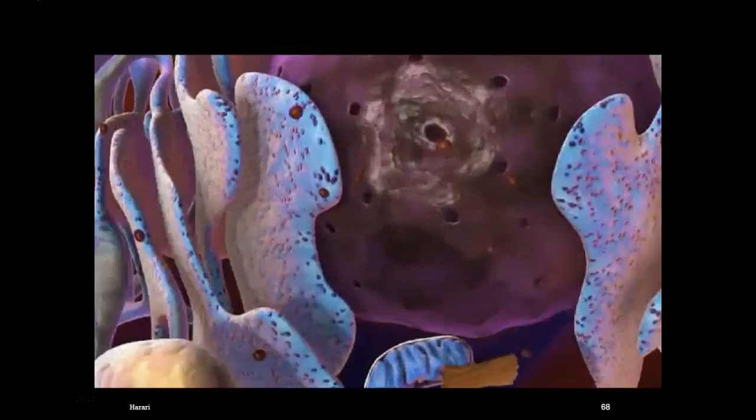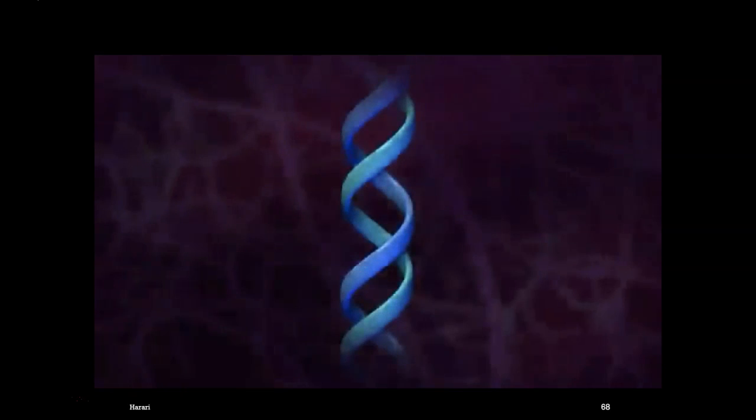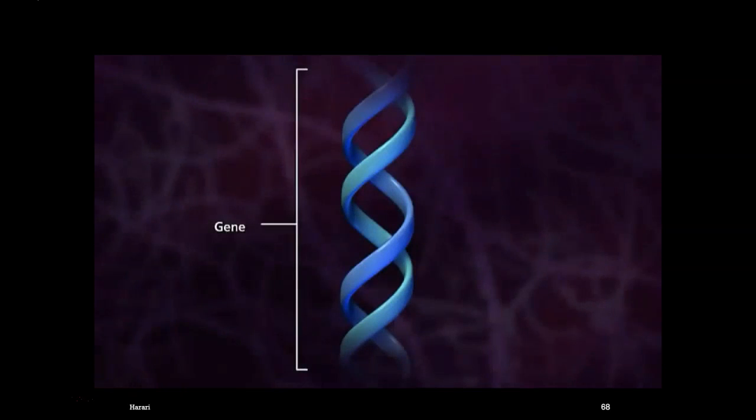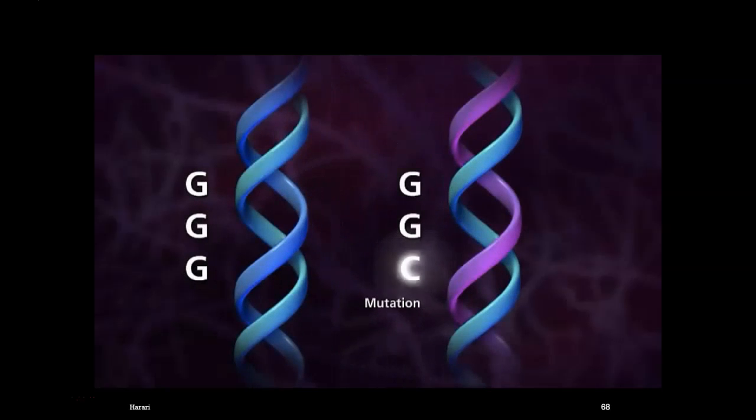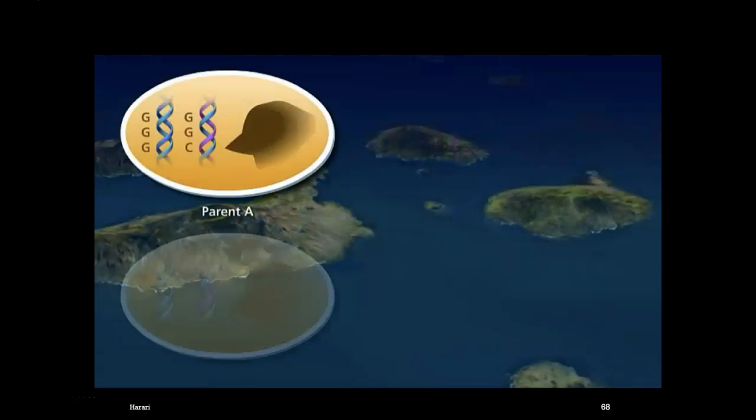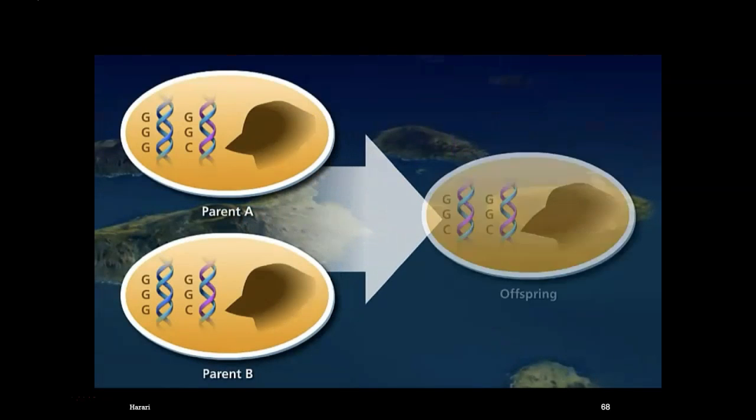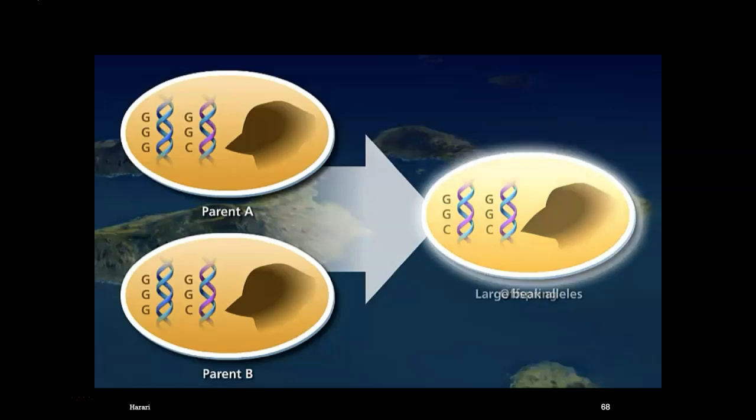Although Darwin could not have known this, the size and shape of a finch's beak is determined by multiple genes inherited from the parents. Mutations in the genes lead to new alleles, which are versions of a gene. These different alleles influence the size and shape of the finch's beaks. These alleles can be passed from parent to offspring. Offspring that receive the small beak alleles tend to have smaller beaks. Those receiving the large beak alleles will tend to have larger beaks.